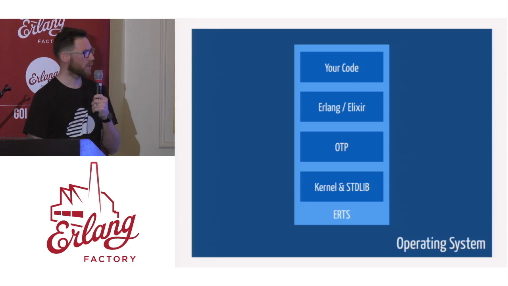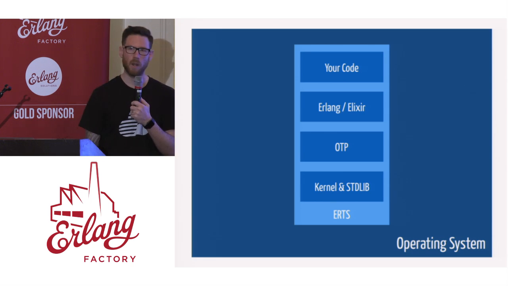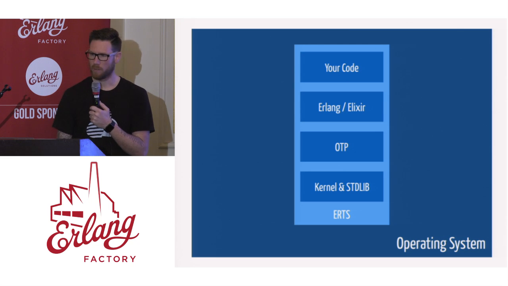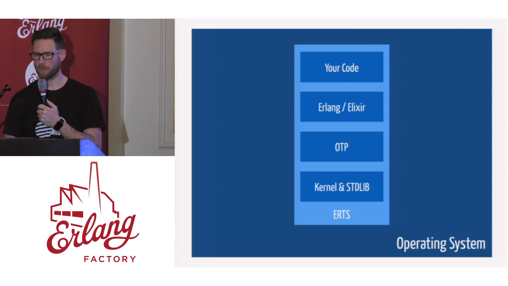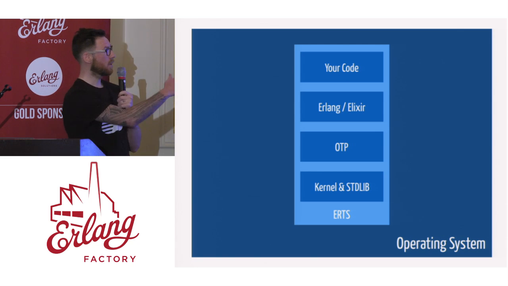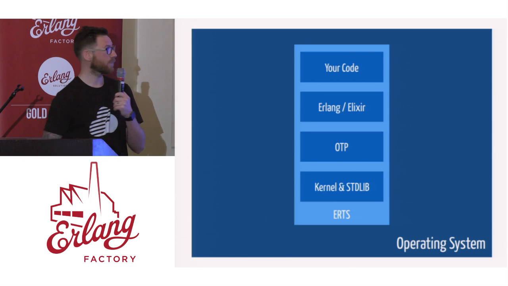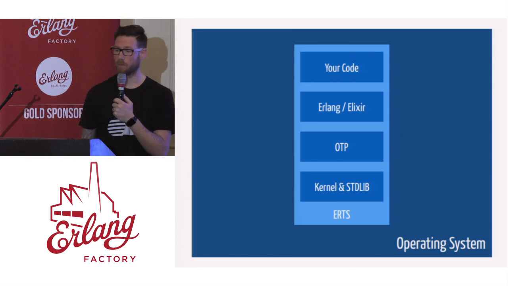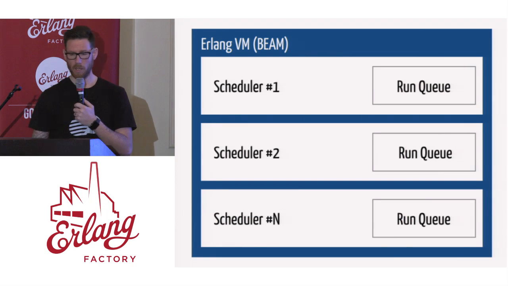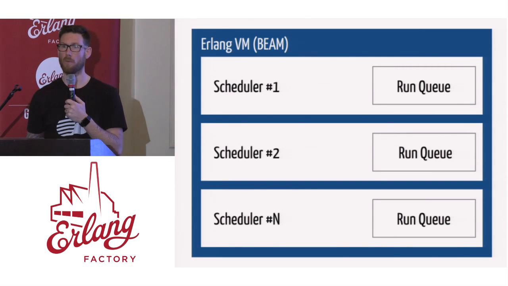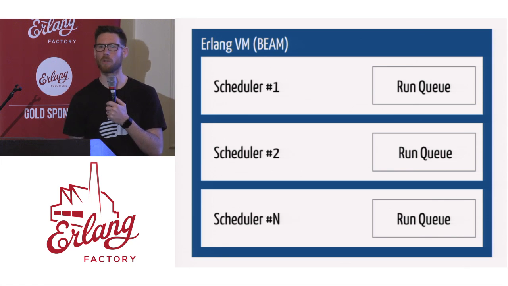Essentially, the BEAM is like an operating system for your code. You've got the kernel and the standard library, and then you've got OTP, and then the language-level stuff, which is Erlang and Elixir. Then you've got your code living within there. And within that, the BEAM has a scheduler for every single core on your machine.